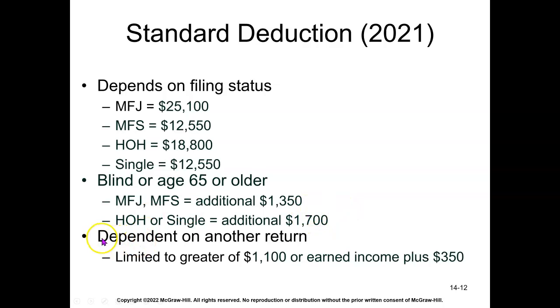And then there's this idea of being a dependent on another return, right? So all of this assumed that you were not being claimed as a dependent on somebody else's return. If you are being claimed as a dependent on another return, i.e. college students are a good example of this, your standard deduction is not that at all. It's either limited to the greater of $1,100 or your earned income, not all income, but just your earned income, plus $350.